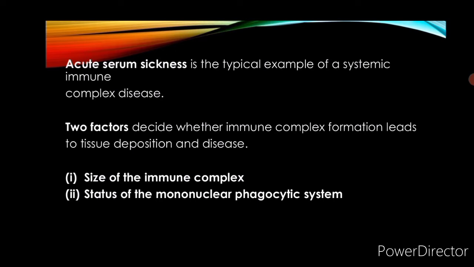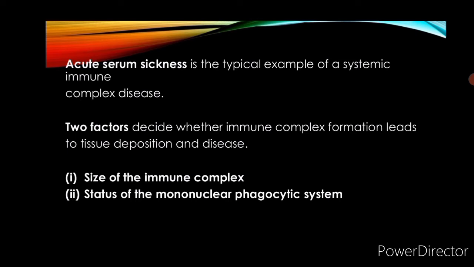There are two factors that decide whether immune complex formation leads to tissue deposition and disease. First is the size of the immune complex, and second is the status of the mononuclear phagocytic system. First is the size of the immune complex. Immune complexes circulating in the blood are generally removed by macrophages. As a result of their overload or malfunction, immune complexes remain in the circulation, increasing the risk of tissue deposition.